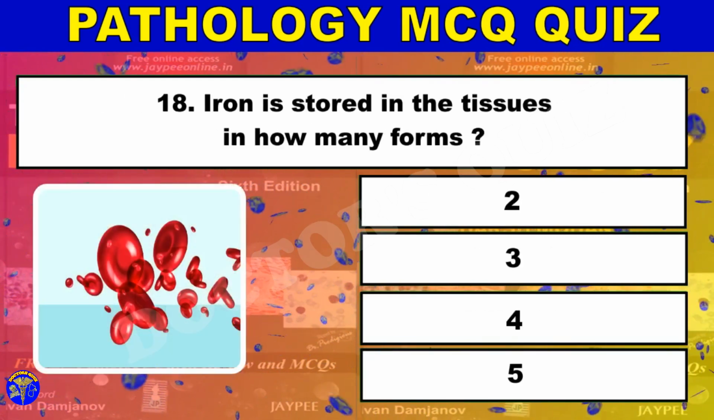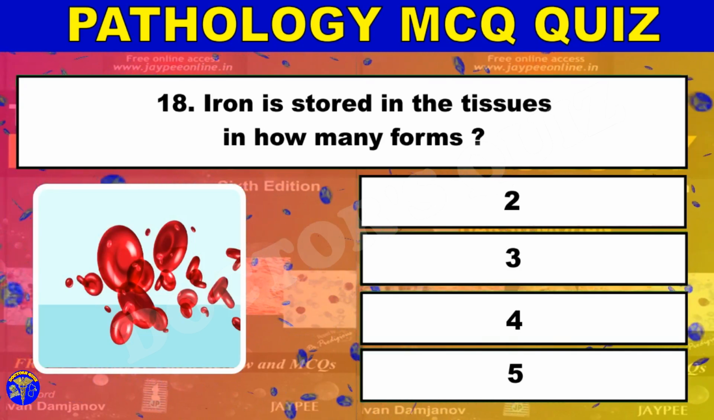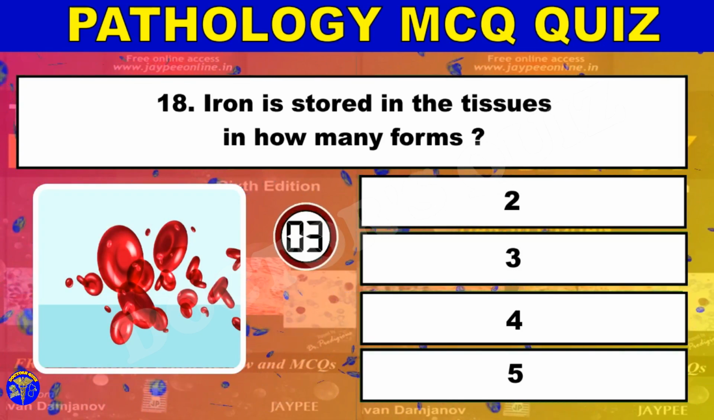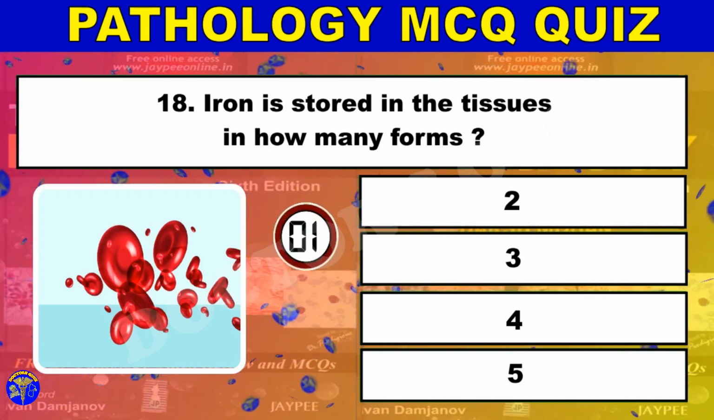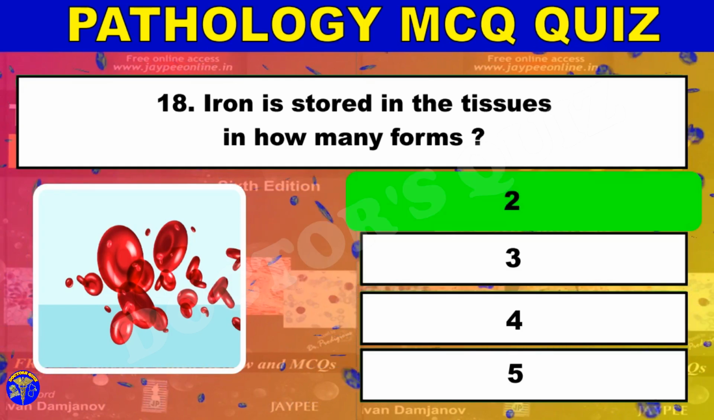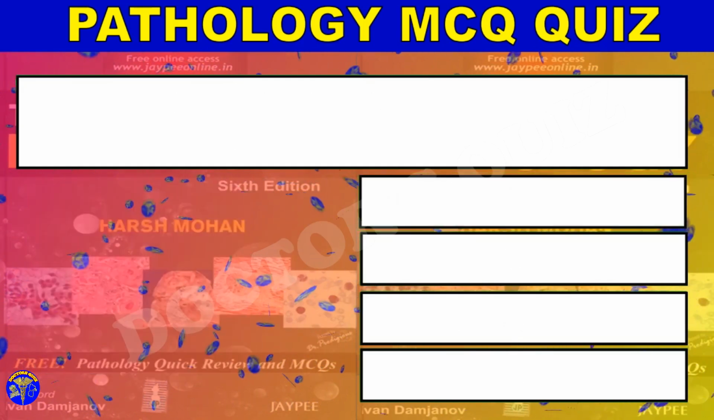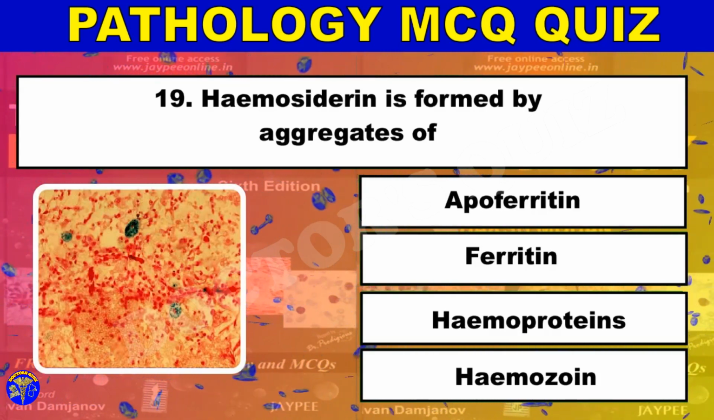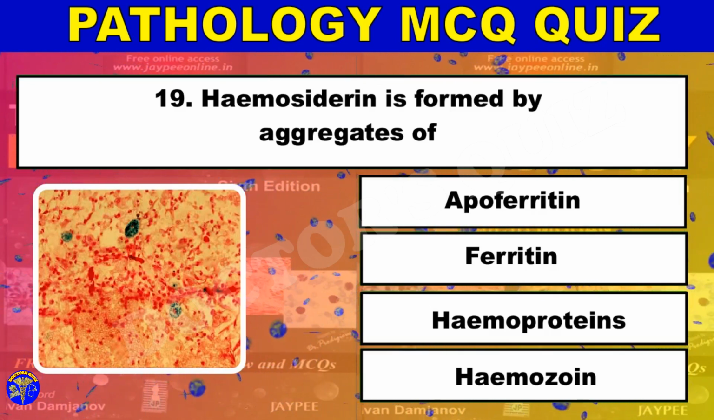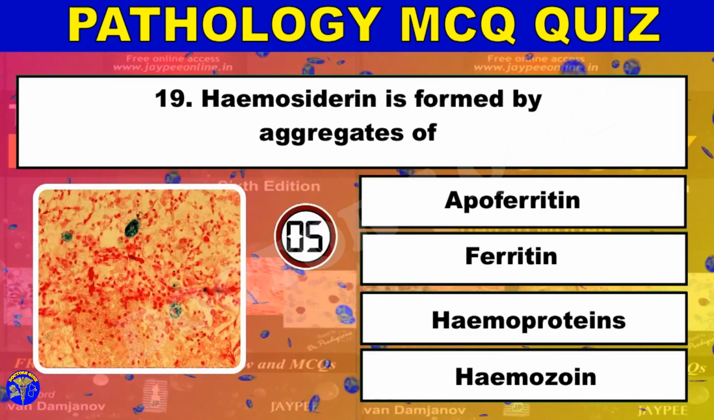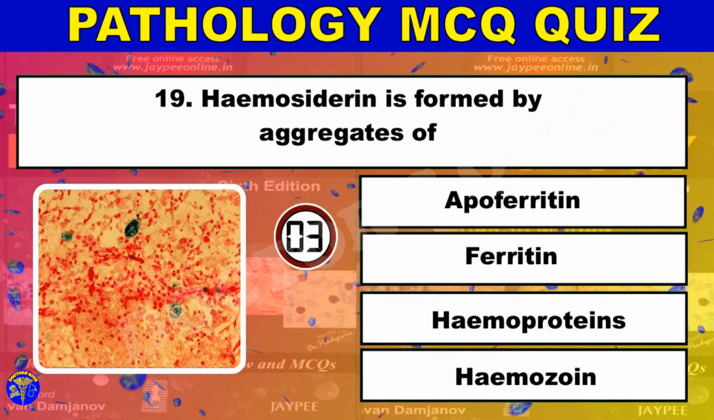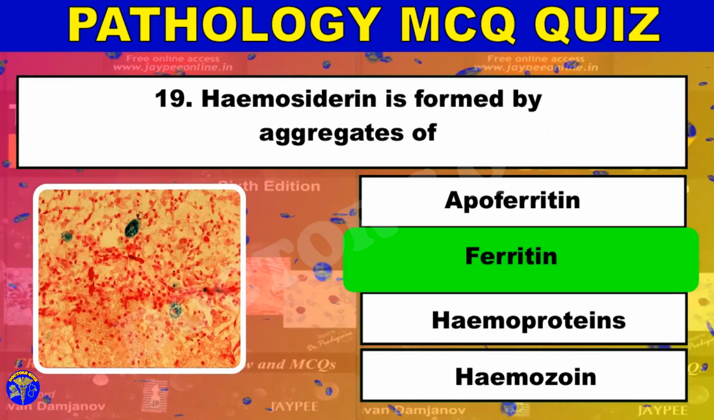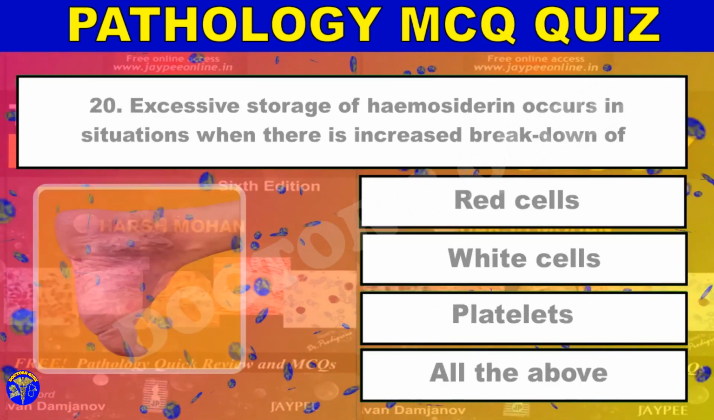Iron is stored in the tissues in how many forms? 2, 3, 4, 5. And the right answer is 2. Hemosiderin is formed by aggregates of? The options are apoferritin, ferritin, hemoproteins and hemozoin. The right answer is ferritin.